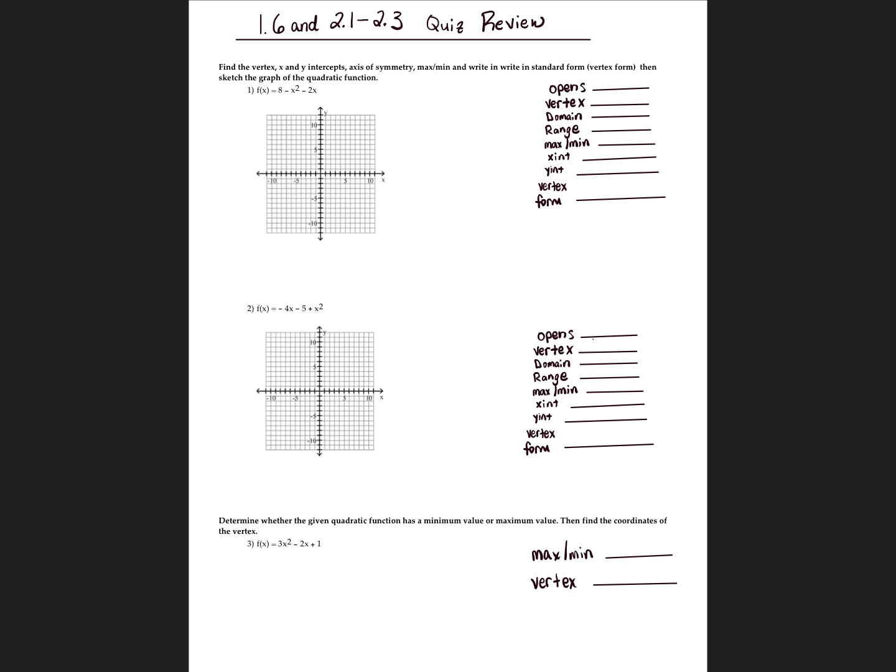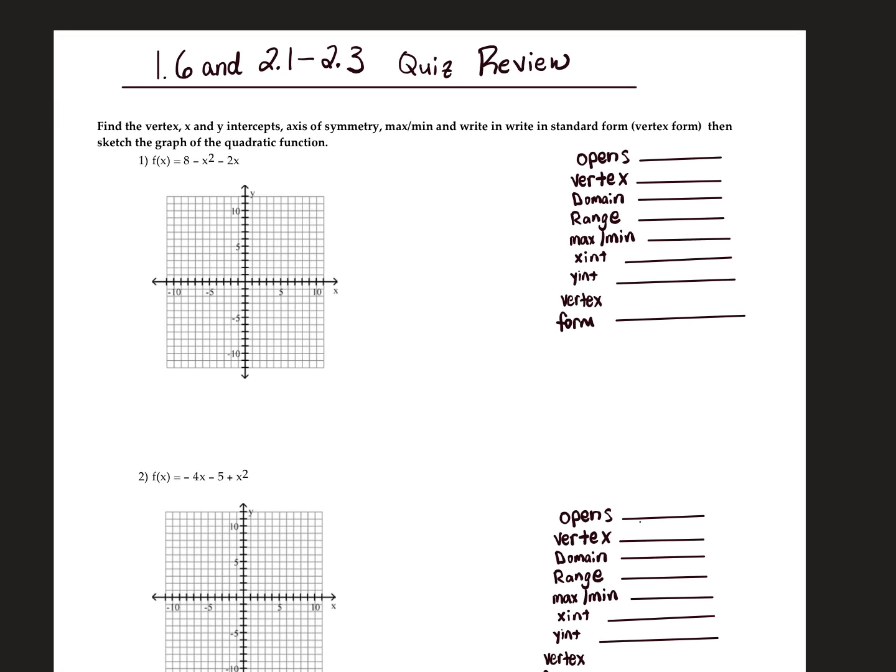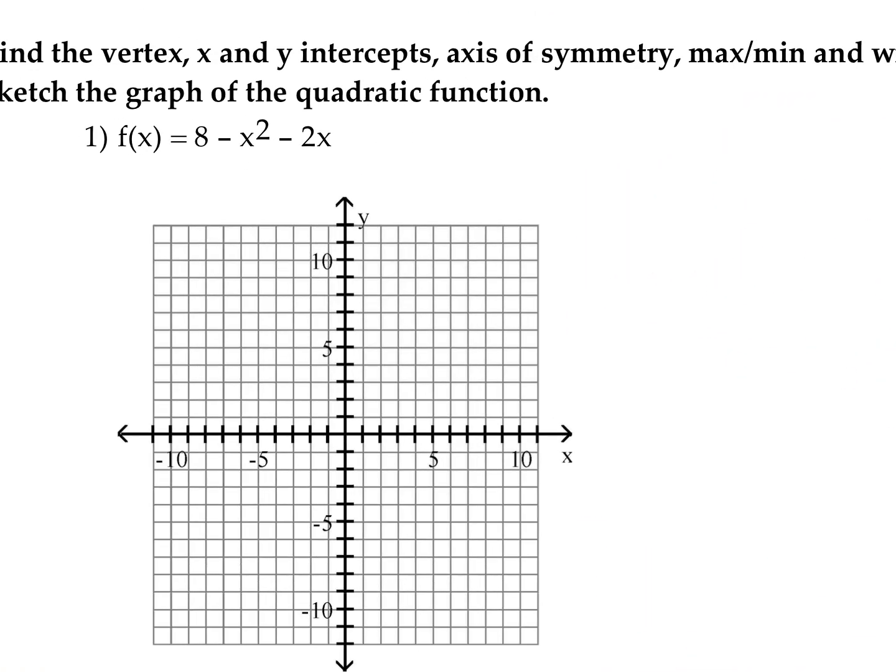All right, so the quiz on Friday is on sections 1.6, 2.1 through 2.3. So this is the quiz review. The first question says find the vertex, x and y intercepts, axis of symmetry, max and min, and write it in standard form, which is our vertex form because it's already in standard form, and then sketch the graph.